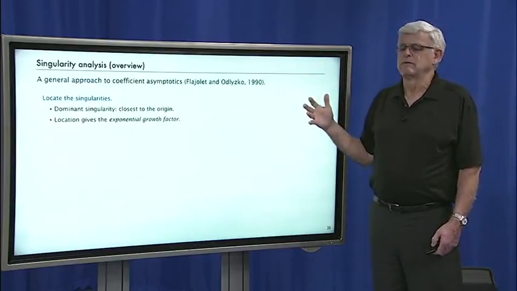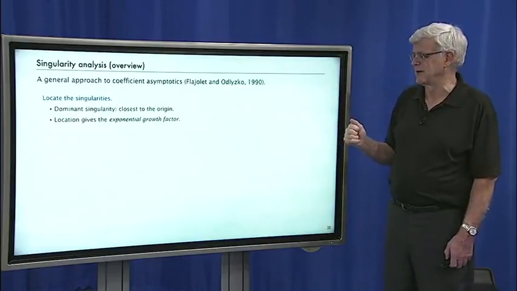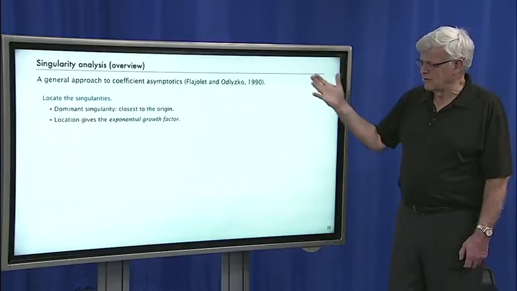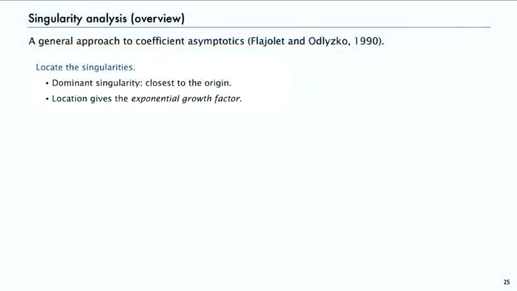Okay, so here's an overview of the general approach to coefficient asymptotics for non-meromorphic functions. Always, we've got to locate the singularities. In particular, we've got to find the one closest to the origin. And that's what's going to give the exponential growth factor. That's no different even when there are essential singularities. There's one of them that's closest to the origin.